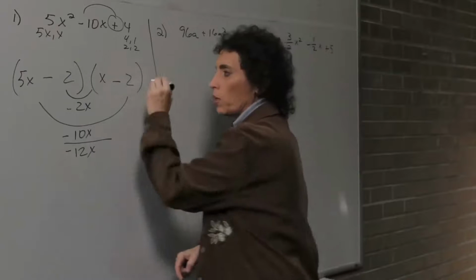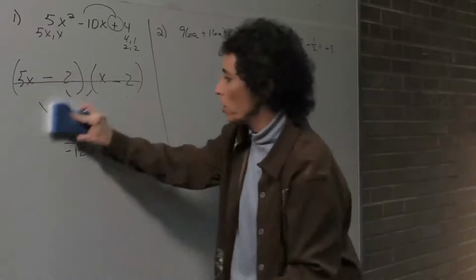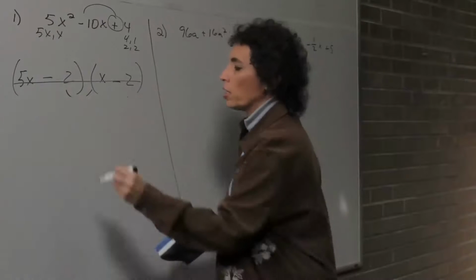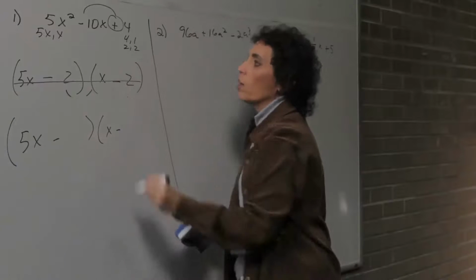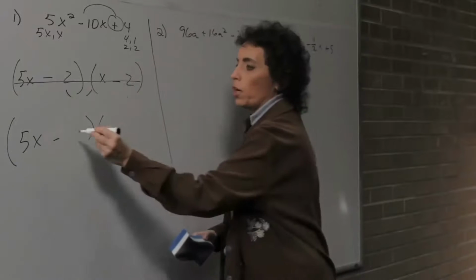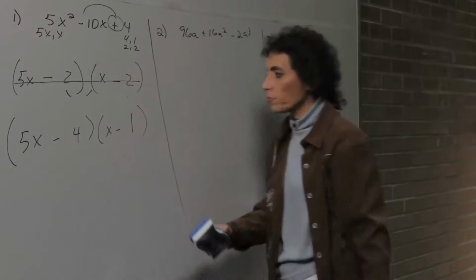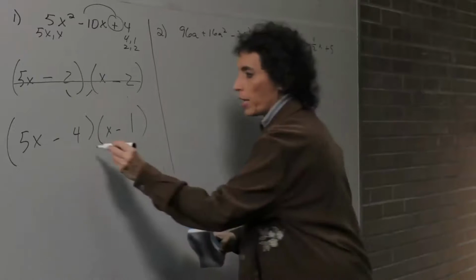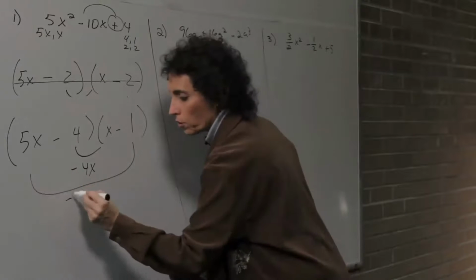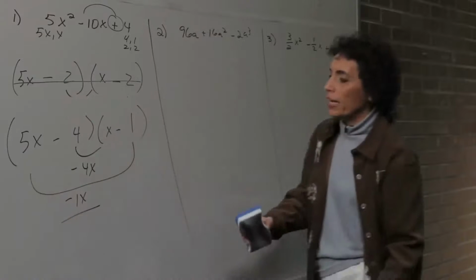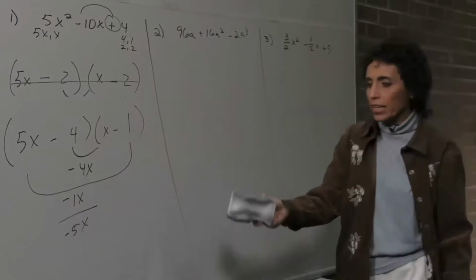They're the same. So here's what I'm going to do. Cross this out. I'm going to erase that so I have more space. I already know it doesn't work. It's junk. I'm going to keep 5x. I'm going to keep x, but instead of 2 and 2, I'm going to try 4 and 1. So I'm going to try the 4 here and the 1 here. Okay? And we get negative 4x, and we get negative 1x, which is negative 5x. That is not working.